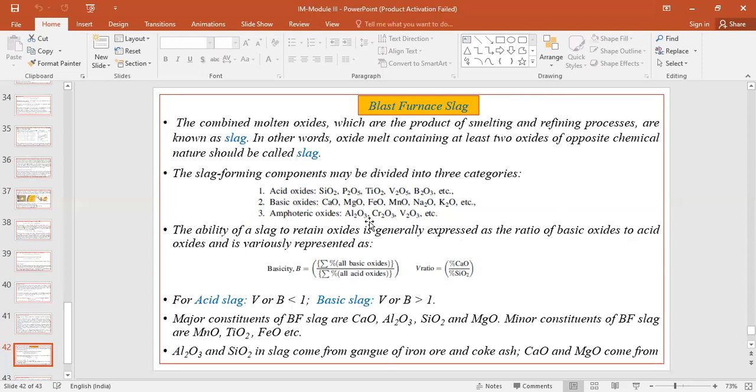And you can see these oxides are basically categorized into three ways. One is acidic oxides, another is basic oxides, and the third is amphoteric oxides. So SiO2, P2O5, TiO2, B2O3, these all are acidic oxides. And we have basic oxides like CaO, MgO, FeO, MnO, Na2O, K2O. These are all basic oxides. And amphoteric oxides sometimes act both as acidic as well as basic based upon the composition. So there are Al2O3, Cr2O3, V2O3. These are some of the amphoteric oxides.